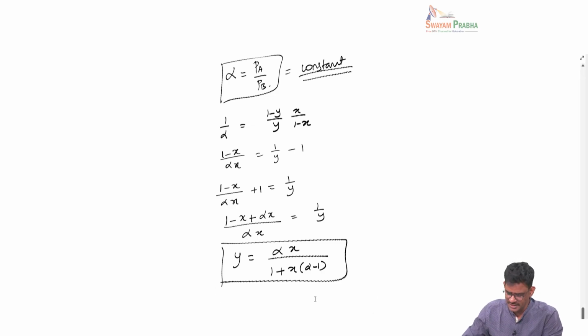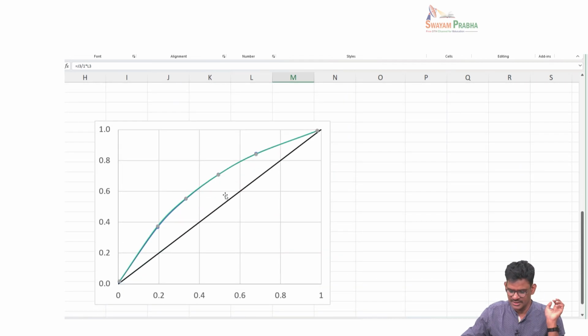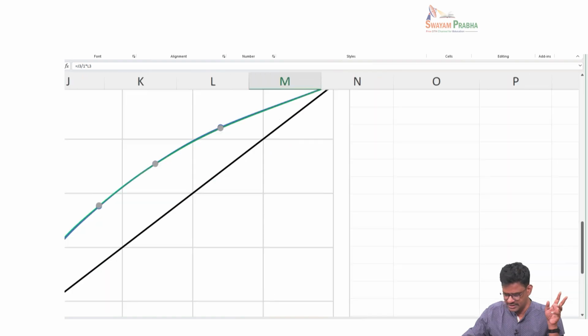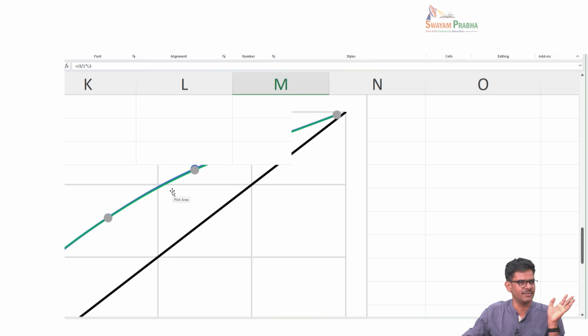Now let me see, if I assume this, how much will I be off from the actual calculation that I did for the benzene toluene case. So I go back here, and since alpha is constant, I find y from the equation I just derived: y is equal to alpha x by 1 plus x times (alpha minus 1). So you see the y values are here, and I plot this along with the actual xy data I calculated assuming alpha could be variable. You see there are actually two curves which are almost overlapping. Let me zoom so you can see the difference. One is blue and another one is green, almost on top of each other.